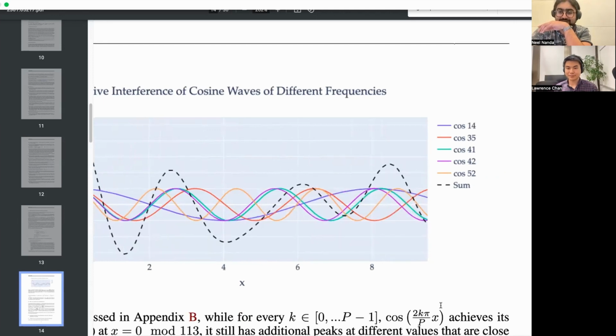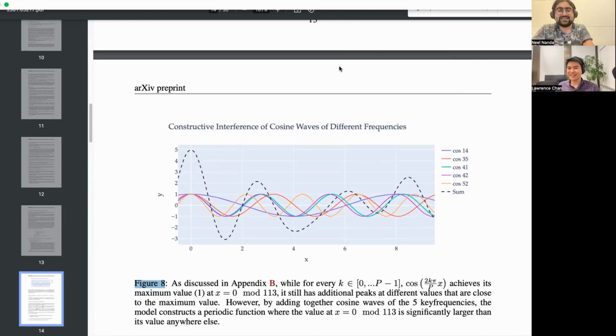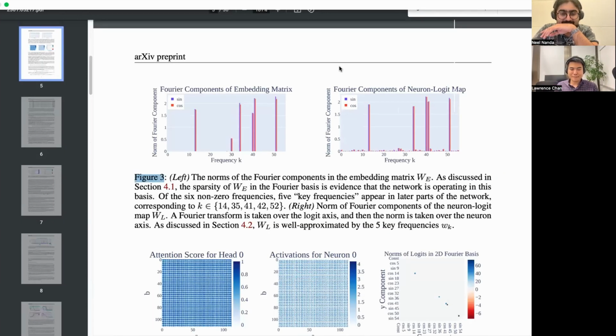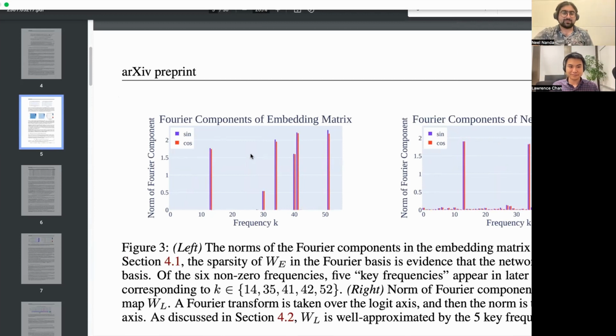Also, we're going to refer to w equals 14 times 2 pi over 113 as cos 14, because nobody's got time for that. We do not want to say 2k pi over p over and over again. God, we have so many figures. We're going back to the weird, surprising periodicity section.